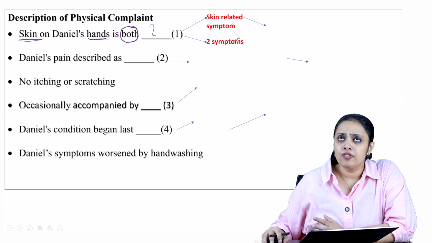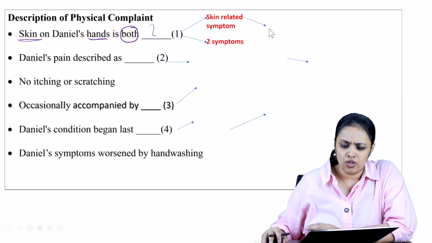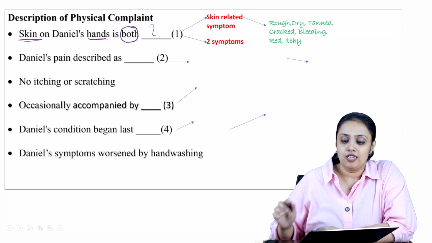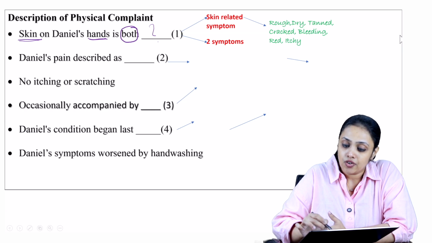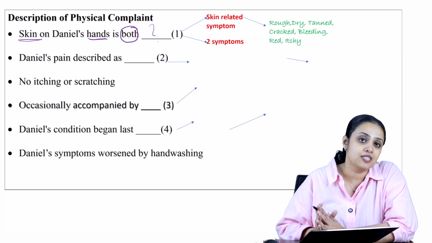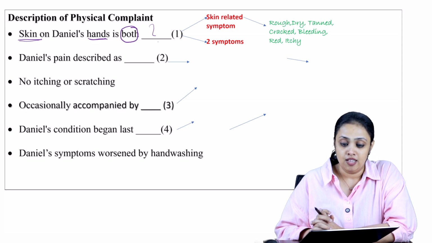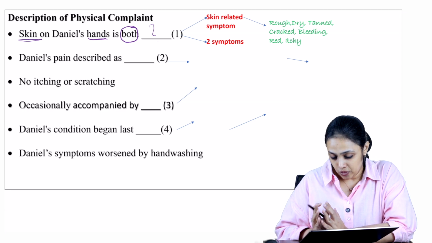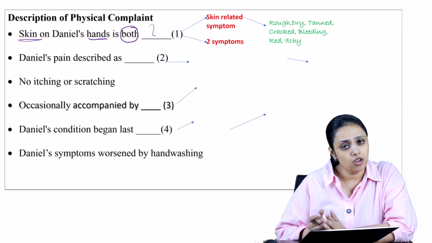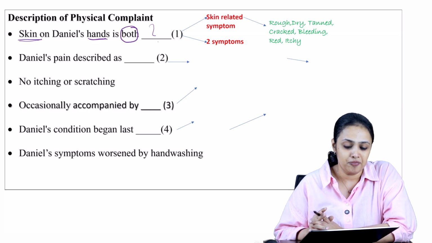Now, when we talk about skin related symptoms, what are the different skin related symptoms that we can think of? If it just comes to your mind, well and good. For instance, rough, dry, cracked, bleeding, red, itchy. All these are some of the common skin related symptoms. Now, once we listen to the audio, we have to look out whether any of these symptoms appear or it might be something different from these.